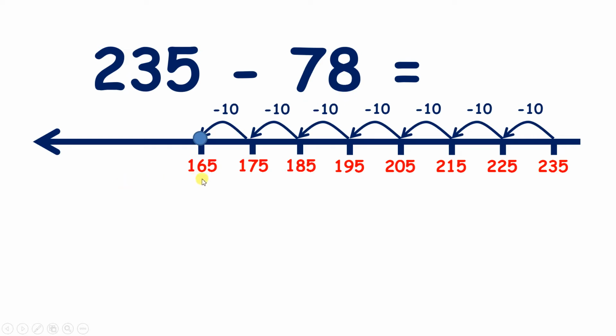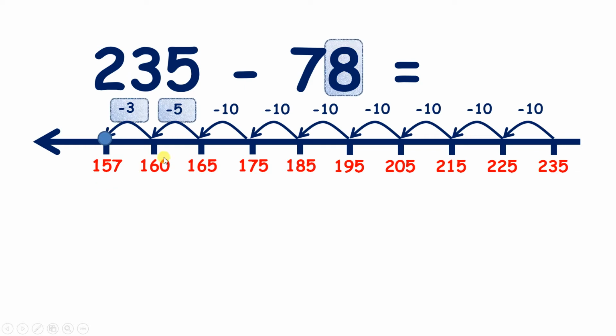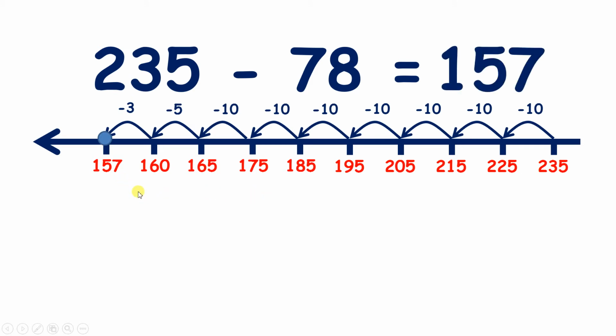So subtracting 5 units from 165 takes us to 160. But we need to subtract 8. So how many more do we need to subtract? We need to subtract 3 more, and that leaves us with 157. So we subtracted 8 because we subtracted 5 and then 3, and our answer is 157.